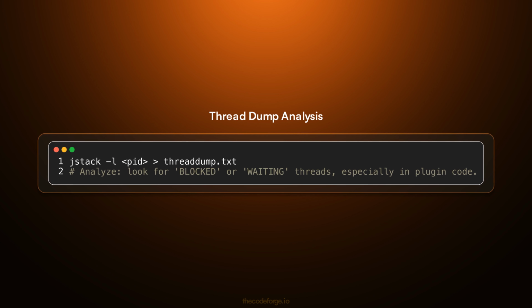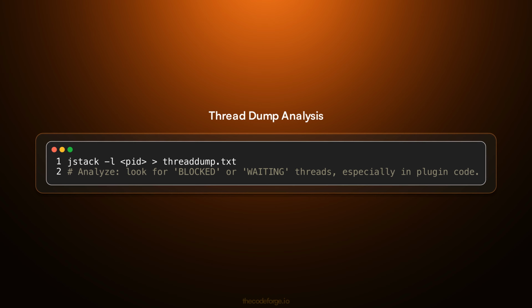The article mentions thread dumps but doesn't show how to capture or analyze them. Use jstack to capture a thread dump and look for threads blocked on locks or in runnable state with high CPU. This can reveal plugin deadlocks or executor contention.